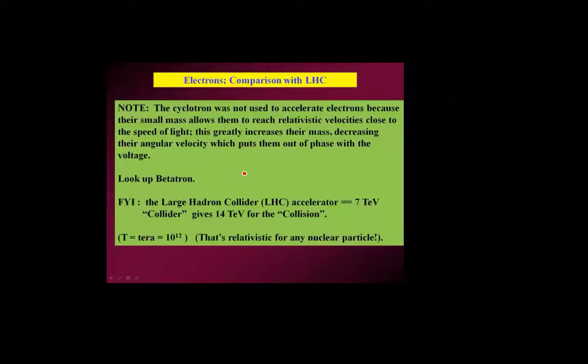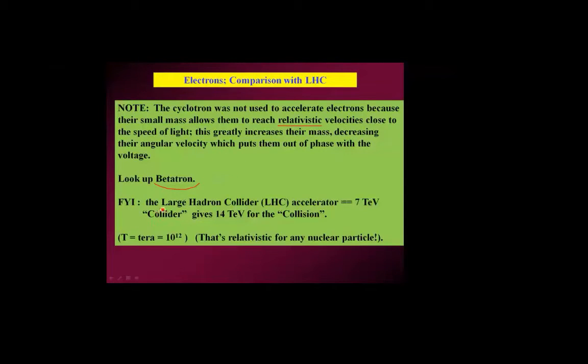We don't want to do this with electrons, and the reason is because it won't work. The small mass of the electron results in velocities that are relativistic, so we're getting closer and closer to the speed of light. Well, what happens? The mass increases due to the relativistic equations. As a result, if you look at the angular velocity, omega sub c, if the mass goes up, then we're going to be out of phase if we keep omega sub c constant. So the particle stops accelerating and basically no longer gives us a faster and faster electron. An early electron accelerator was called the Betatron, and you might want to look that up.